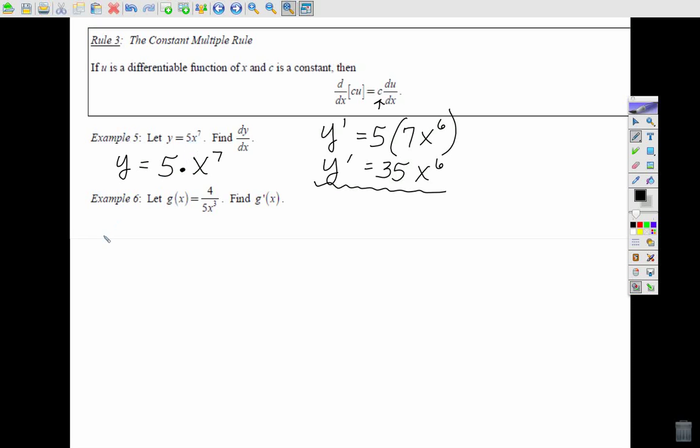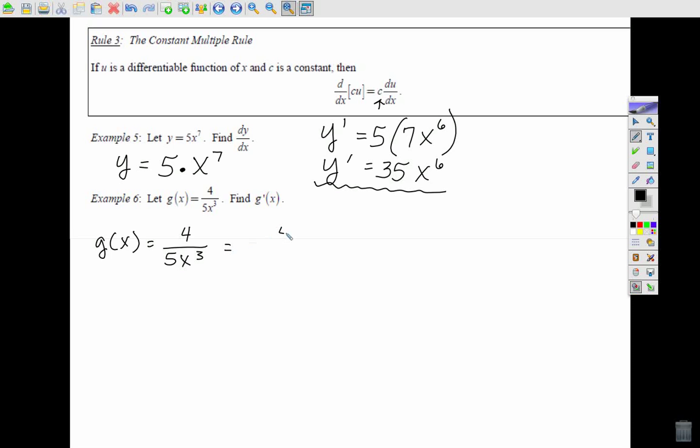Can you just say, when you bring the 7 down here, 7 times 5 is 35? Yes, you can. It's the same thing. I just want you to see where we're getting this from. Okay, let's look at the next one. Let g of x equal 4 over 5x cubed.